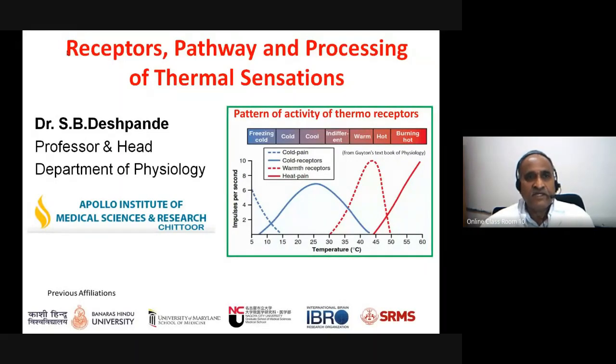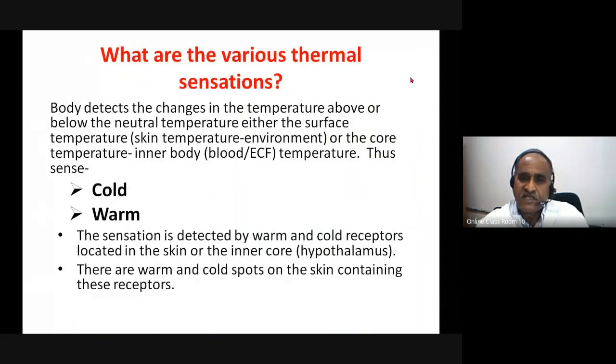Today, I am dealing with the receptors, pathway, and processing of thermal sensations. Thermal sensation is a lateral column sensation. Here is a picture. I have taken it from Guyton. I will describe it as I go through. What are the various thermal sensations?